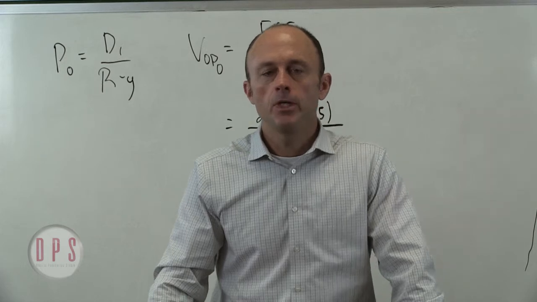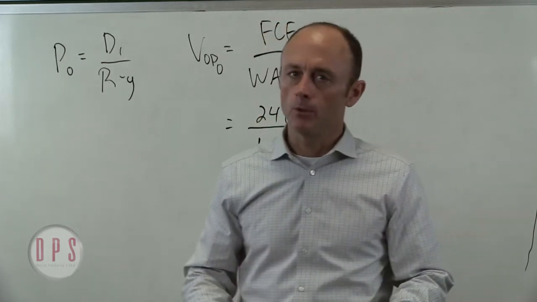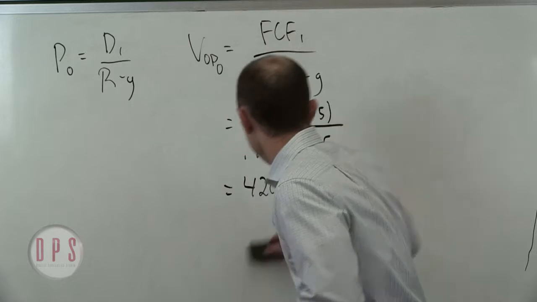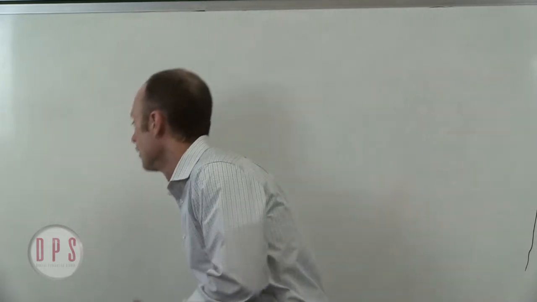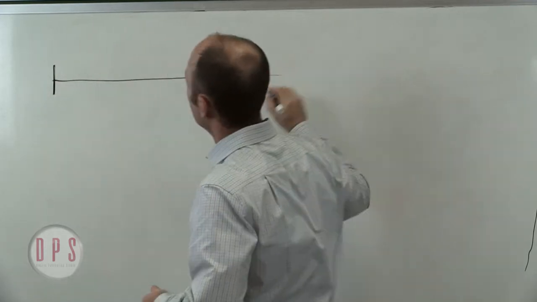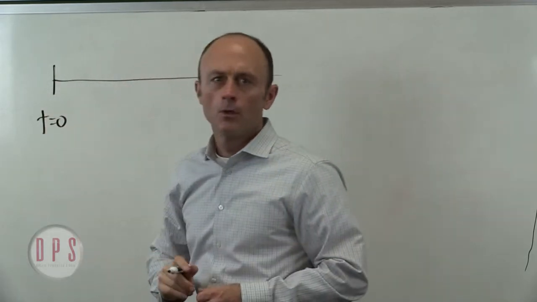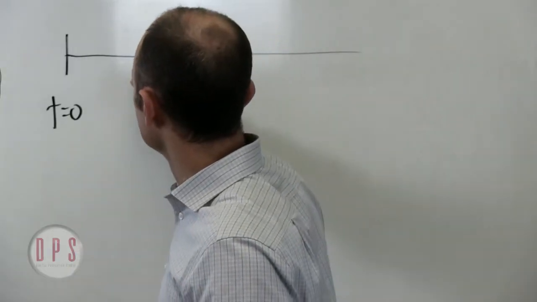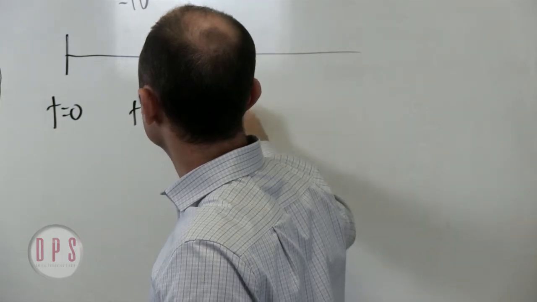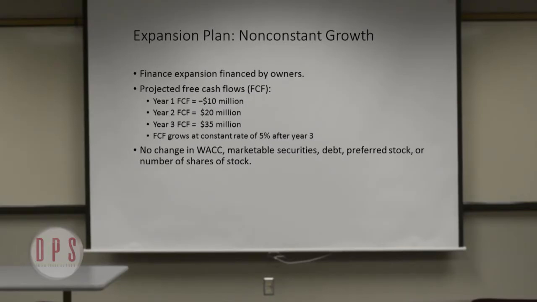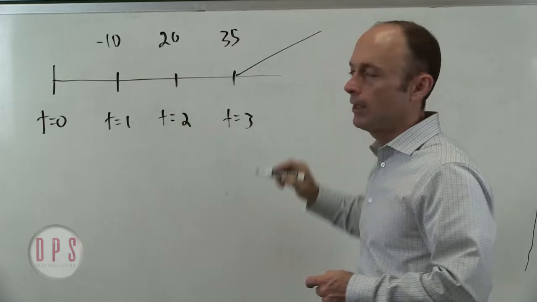Now let's look at an example of a non-constant growth free cash flow, which is more typical out there. In this case, it's always good to use timelines for these. T equals 0, this is a different example. So at t equals 1, we have a negative 10 free cash flow. At t equals 2, 20 million. And then t equals 3, 35 million. And then we're going to assume the free cash flow goes constant at 5% thereafter.